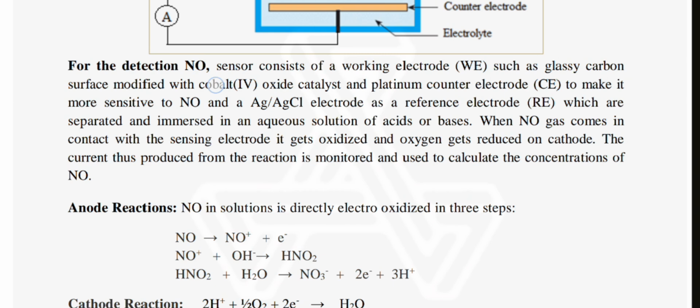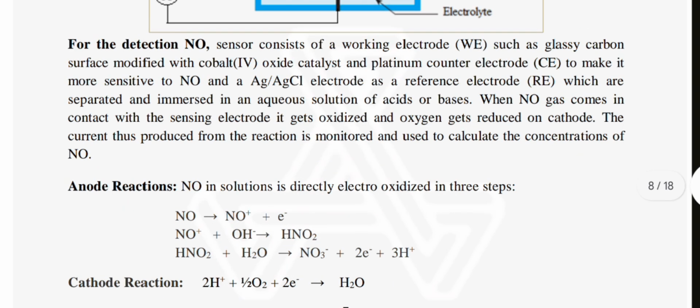3H plus, how it gives 3H plus, HNO2, H2O, NO3, 3H plus, 2e minus. Cathode reaction: 2H plus, half O2, plus 2 electrons gives H2O.